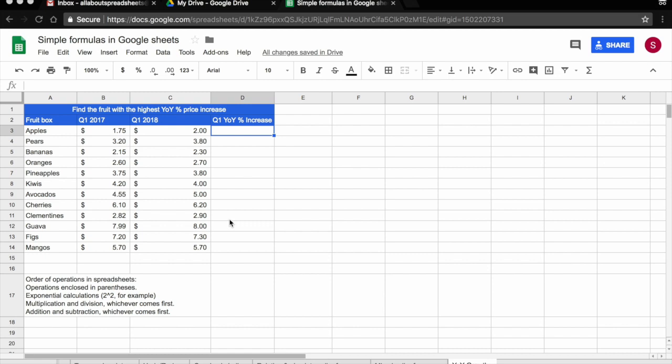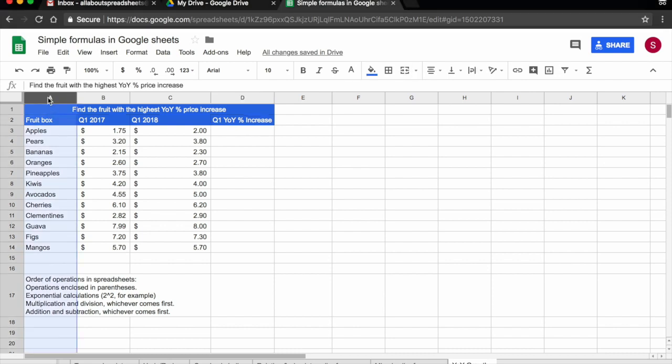In this tutorial, we are going to look into calculating year-over-year percentage increase. What I have here in this table is a list of fruit types that I buy for my market stand where I sell fruit. I have added the prices that I paid for each box in Q1 2017 and the prices that I paid for the same box in Q1 2018. And what I need to calculate in column D is the year-over-year percentage increase for each of the fruit types.